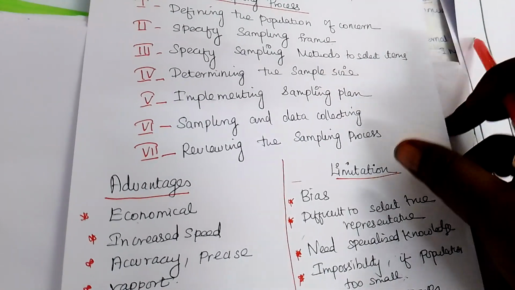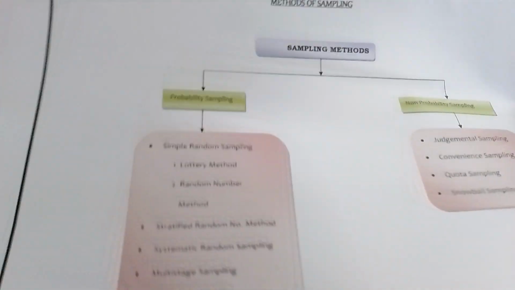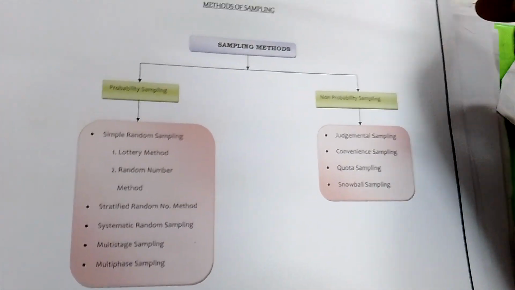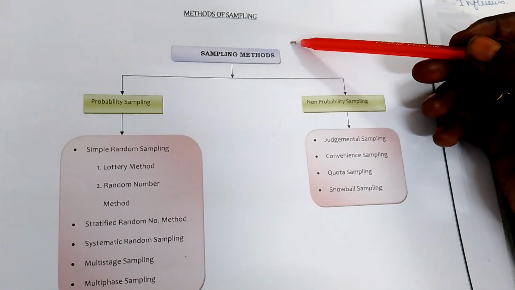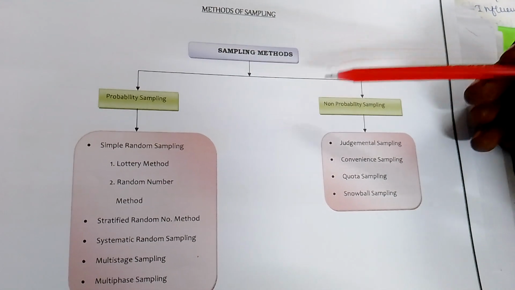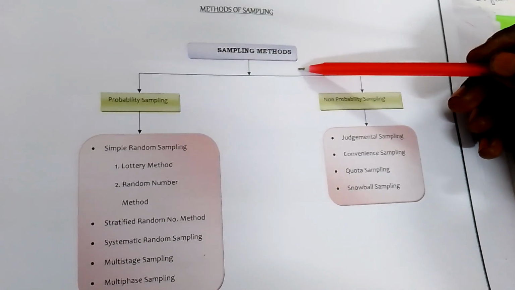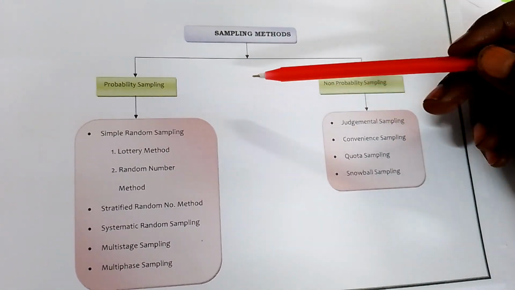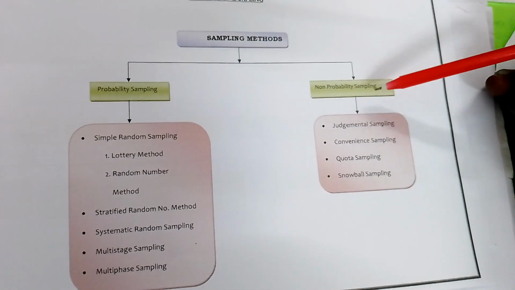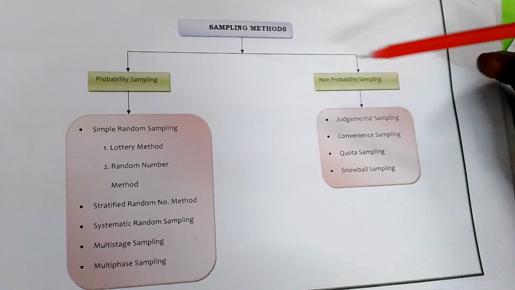What is the sampling method? Why is the method very important? Do we use a sampling method in all studies? What is the difference between quantitative and qualitative studies? Methods of sampling are broadly classified into probability sampling and non-probability sampling techniques.